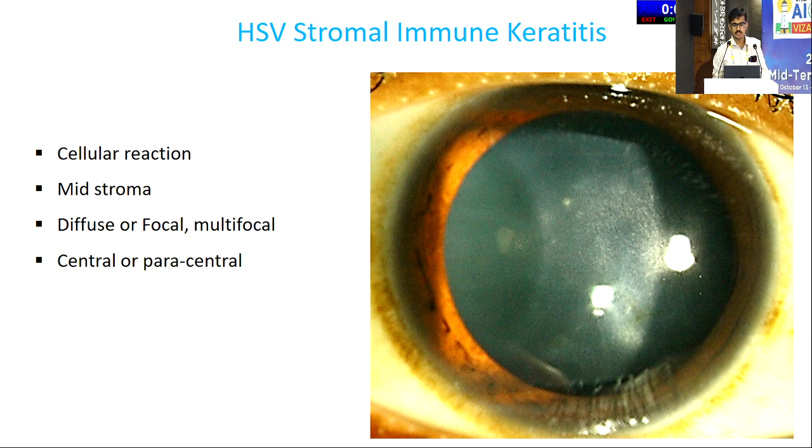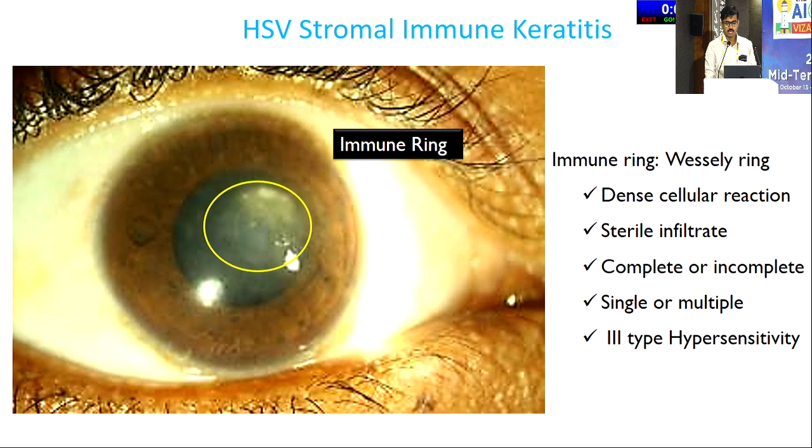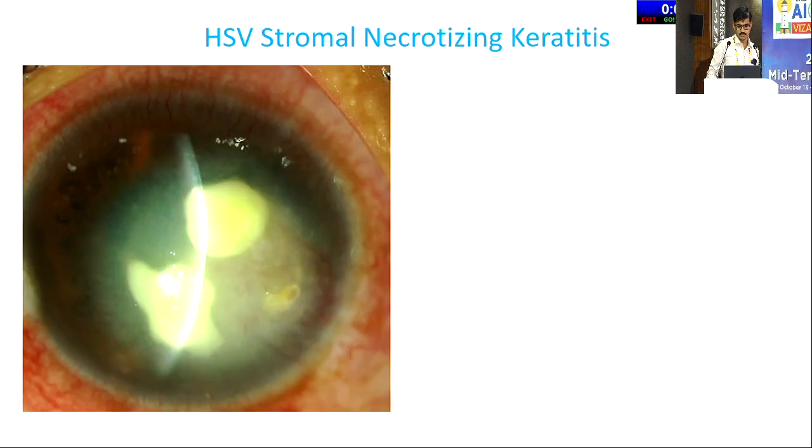What are the classical features of immune stromal keratitis? Usually cellular reaction will be seen in the stroma, which can be diffuse, focal or multifocal. The location can be central or paracentral. In this picture we can see the immune ring or Wessely ring, where a dense cellular reaction is seen and the infiltrate is usually sterile. It can be complete or incomplete. It can have single or multiple lesions, and it is a type 3 hypersensitivity reaction.